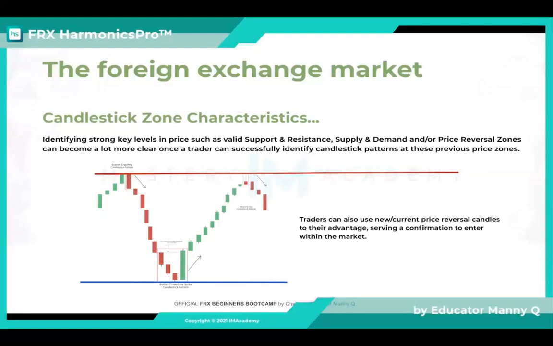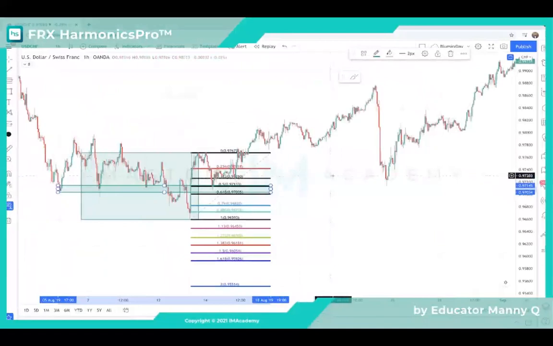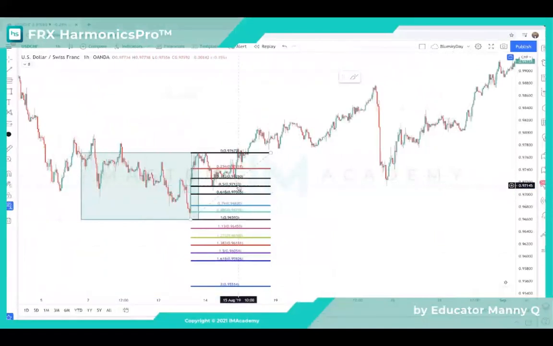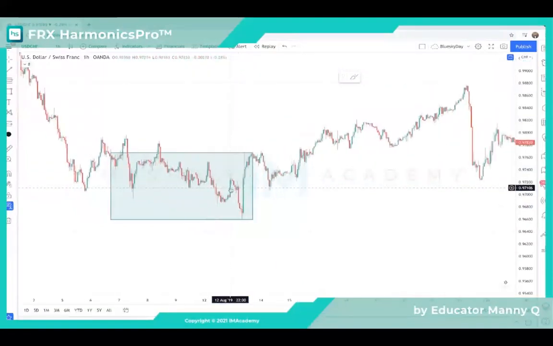Well, now you identify a reversal candle, and if you get a reversal candle in combination with your price action analysis, that can serve as an entry point and confirmation to continue taking the trade in the direction of the market. Example.